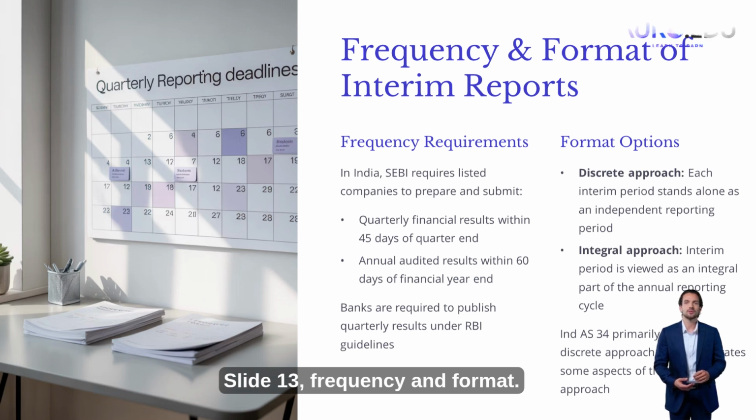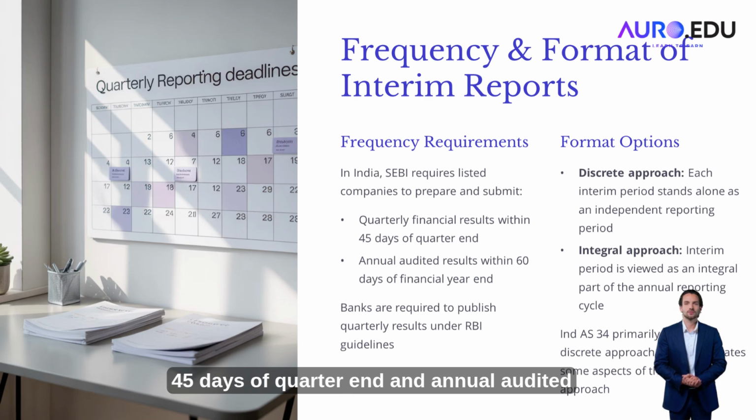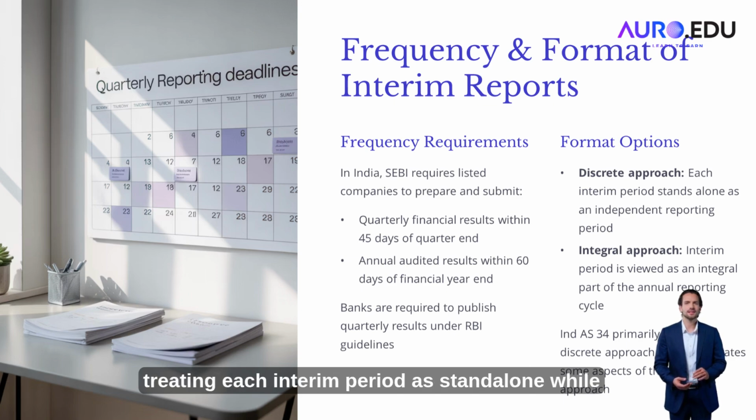Slide 13. Frequency and Format. Listed Indian companies must file quarterly results within 45 days of quarter end and annual audited results within 60 days of year end. Banks file quarterly under RBI guidelines. IND AS 34 primarily follows a discrete approach, treating each interim period as standalone while incorporating select integral approach elements.